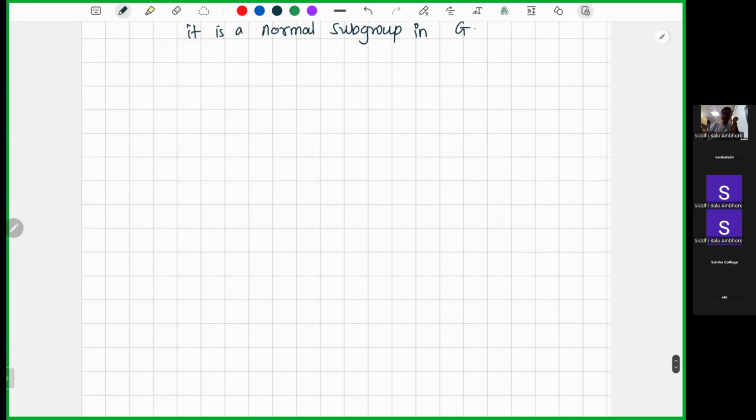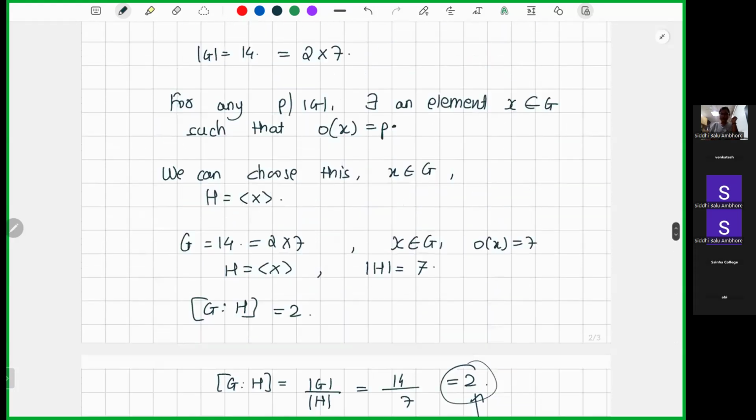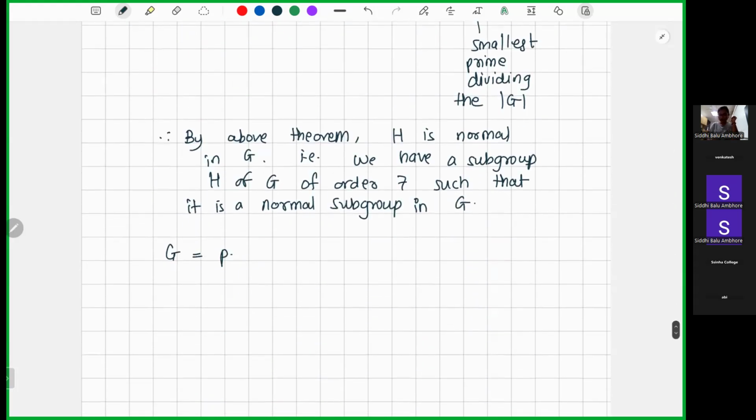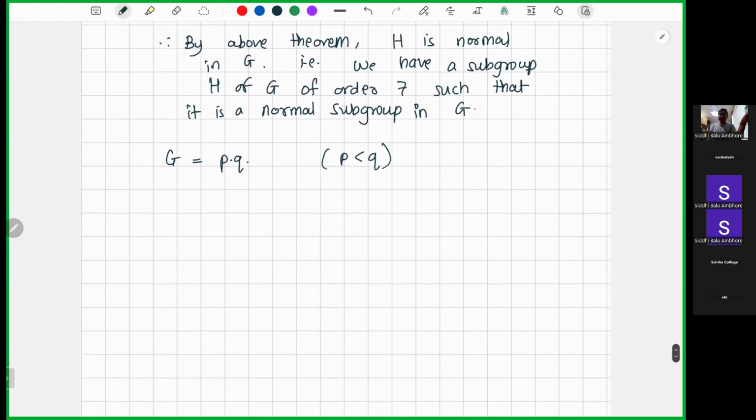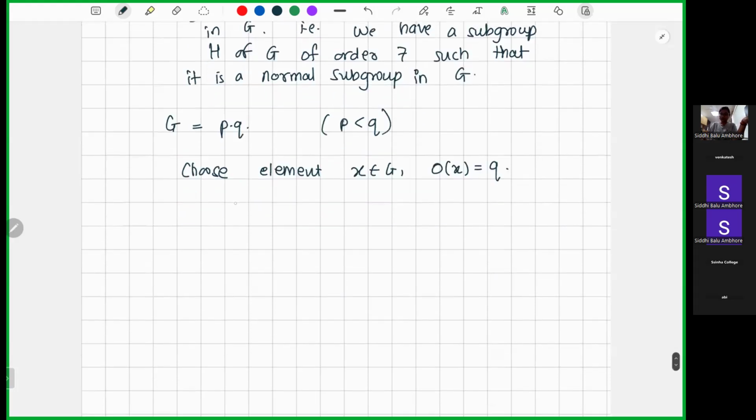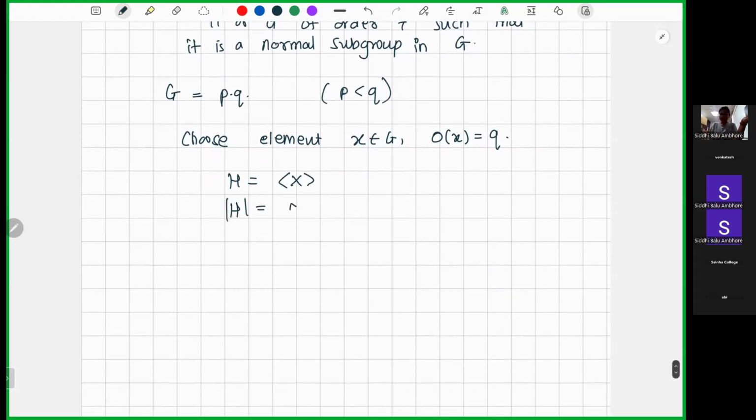So in general, using this theorem, if you have any group G of order PQ, where I assume that P is less than Q, then there will always be a normal subgroup of order Q, because we can choose an element X in G such that the order of X is Q, and my H will be the cyclic subgroup generated by that X. Then the order of H will be Q.